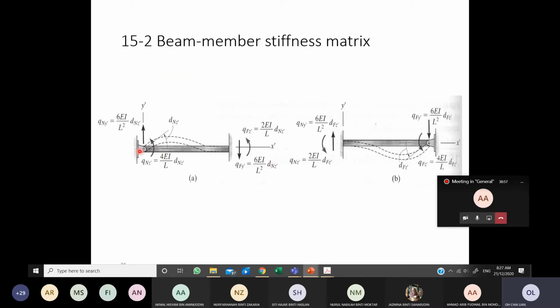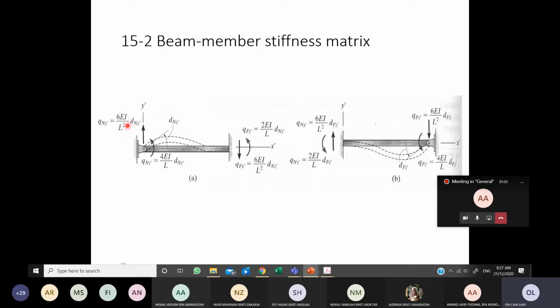So now, initially it is fixed, so you allow it to have a rotation here, then you calculate the resulting shear force and bending moment at the ends. Okay, you can see that this Q is the shear force, and this Q and Z will be the moments. They are derived in terms of this Z rotation, D and Z.